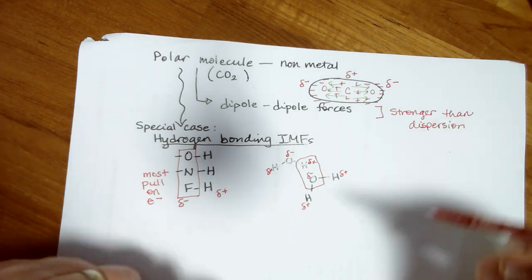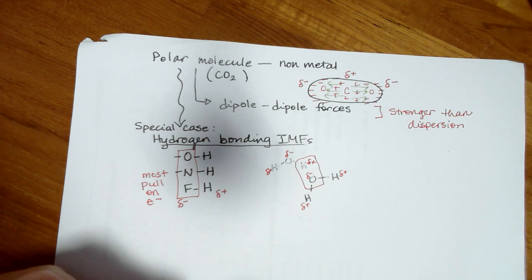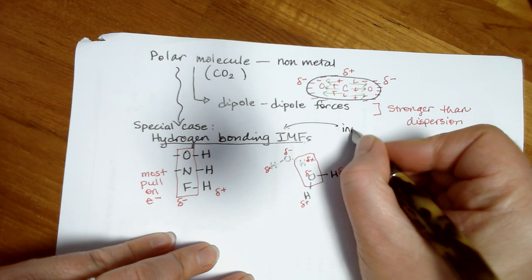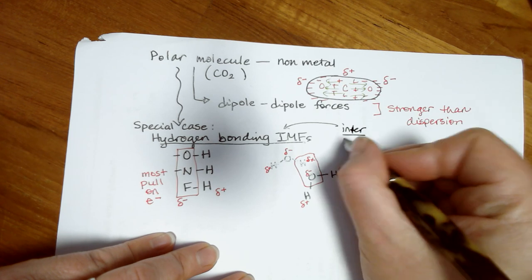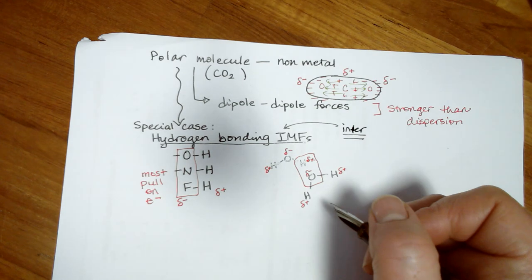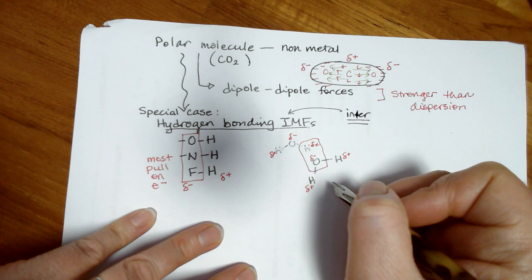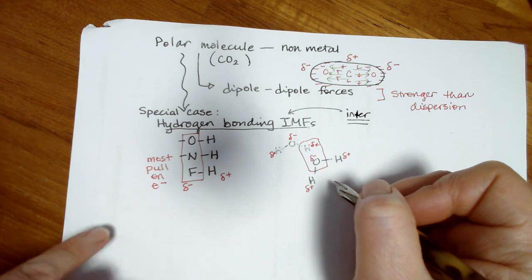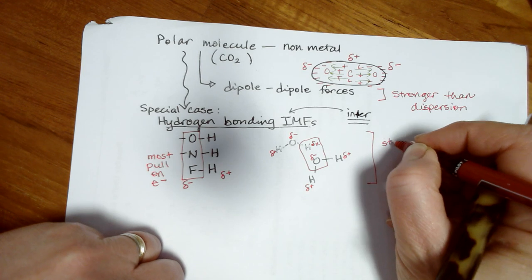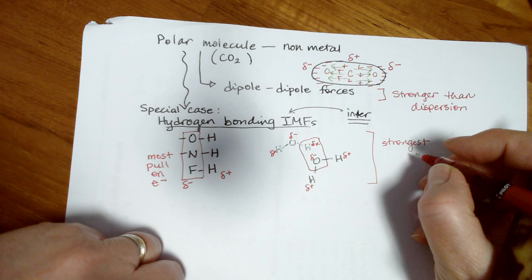Remember, this whole name is intermolecular forces. So this is happening between molecules. It's not on the same molecule. That's really the key. You have to remember that about the hydrogen bonding interactions. It's between two different molecules. So hydrogen bonding interactions are the strongest of the interactions between covalent molecules.